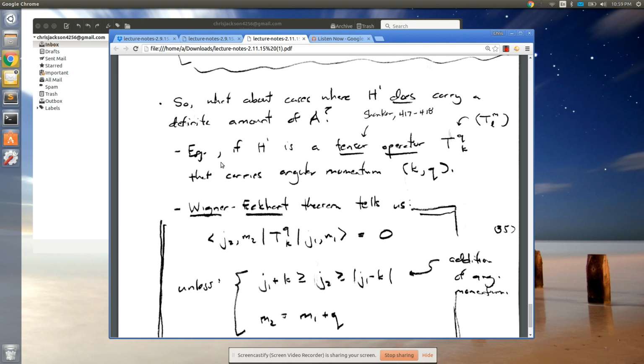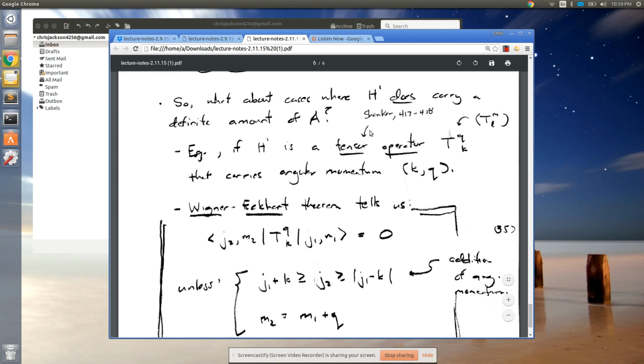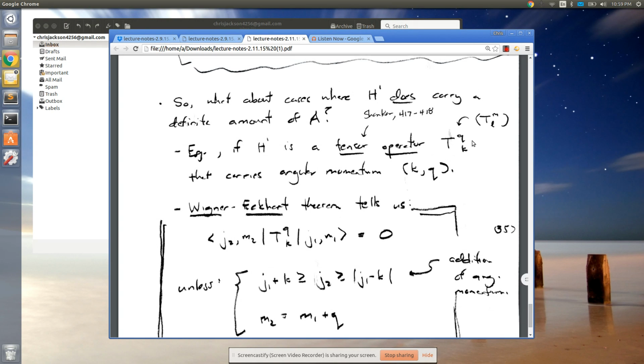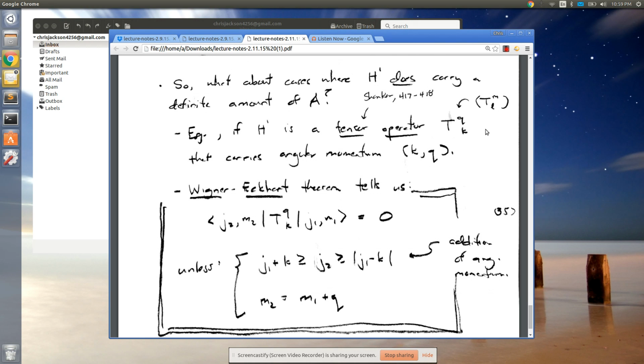Okay, and the perfect example is when H1 is a so-called tensor operator. So don't get hung up on this. If you want to read about it, you can go to Shankar, about page 417, I guess, depending on the edition that you have. A tensor operator you might write like this, right? So it's going to have two indices, okay? And sometimes you'll see it written like this, Q and K, but really Q is M, the LZ quantum number, and K is the L squared operator, the eigenvalue of those L squared operators.